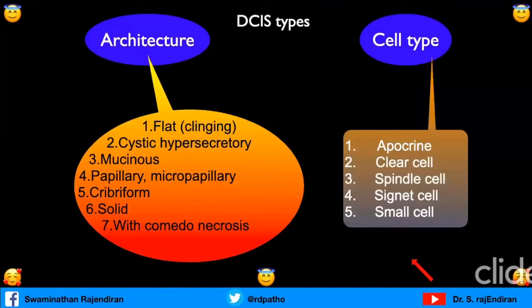That brings us to the types of DCIS. The typing depends upon the architecture and the cell type. Architecturally it can be flat, cystic, mucinous, papillary, cribriform, solid, or with comedonecrosis. But when you pay attention to the individual cells, they can be apocrine cell, clear cell, spindle cell, signet cell, or small cell. These are all the DCIS types depending upon the cell type.